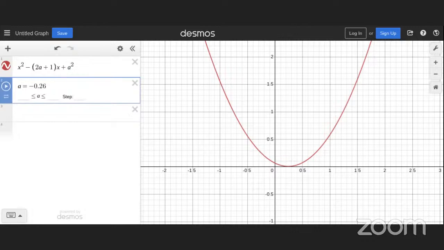Okay, I'm going to write down that answer for you guys. One of the answers should involve a minus 0.26, something like that. Now the thing is, I think there's more than one. The movement of the graph is unique. Try playing the graph. Try playing the animation.